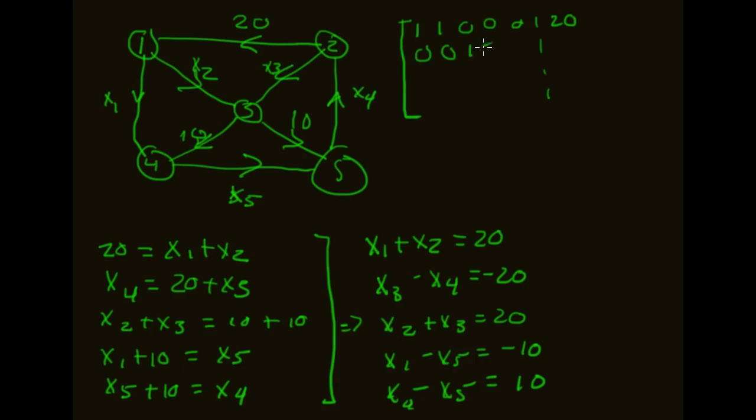0, 0, 1, negative 1, 0, negative 20. 0, 1, 1, 0, 0, 20. 1, 0, 0, 0, negative 1, negative 10, 0, 0, 0, 1, negative 1, negative 10.